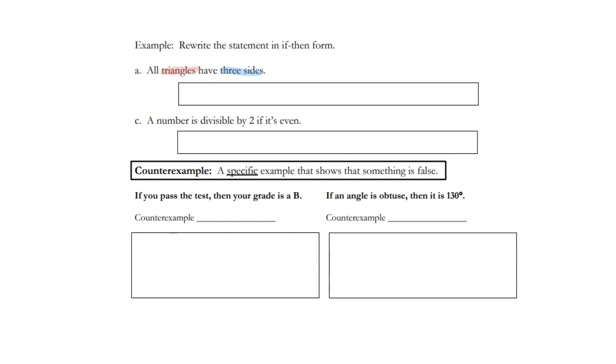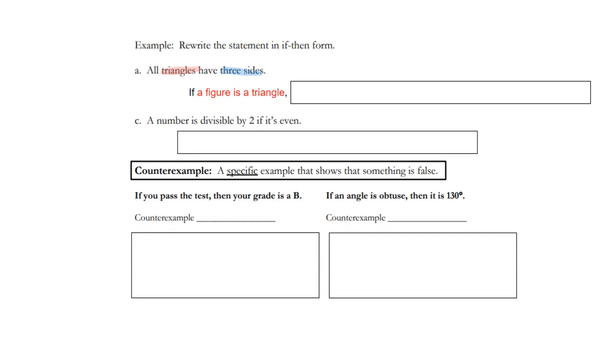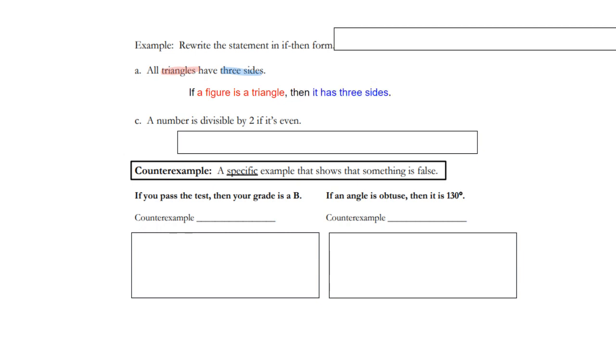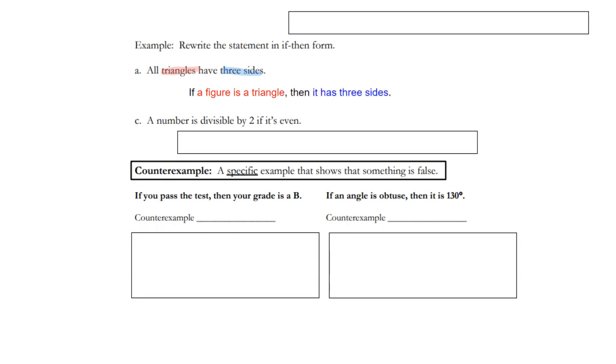So if we were going to rewrite this, we would say if a figure is a triangle. So notice that I changed some of the wording of the situation to make it make sense. So in geometry, we talk about figures, right? Points, lines, planes, segments, all sorts of things that we are learning about. So if a figure is a triangle, then what? Well, then it has three sides.